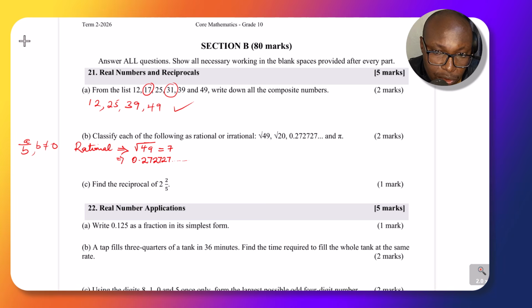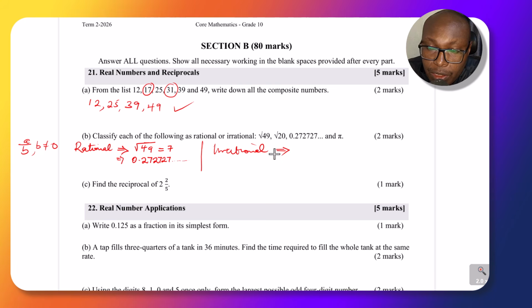But those decimals that do not terminate and are non-repeating, or non-recurring, those are irrational numbers. So that one is very important. In this case, because we have 0.2727, this 27 is recurring. So recurring decimals and terminating decimals are part of rational numbers.